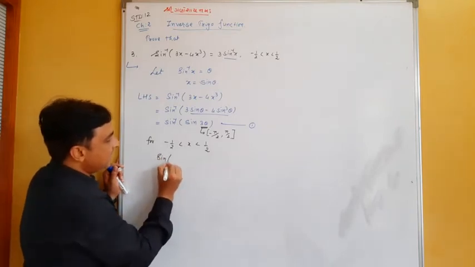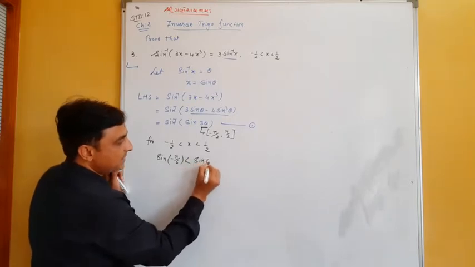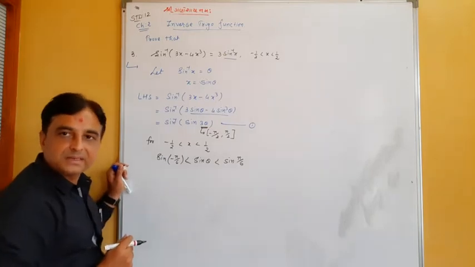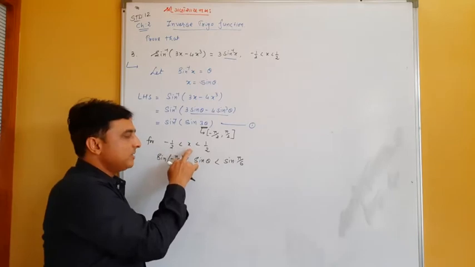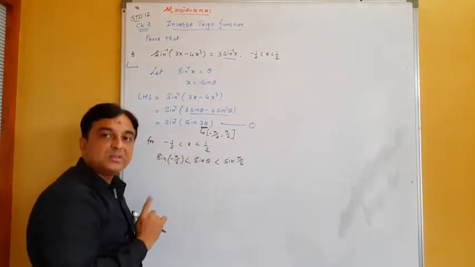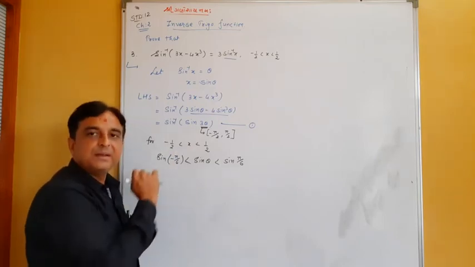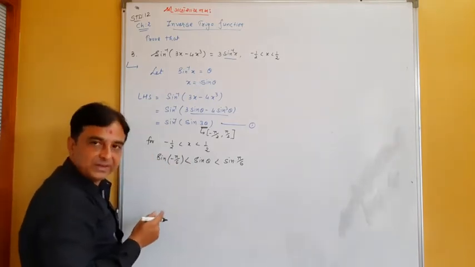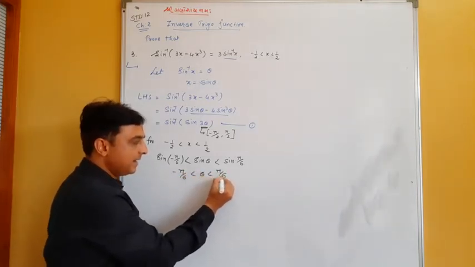It is sin(-π/6), x is sin θ, and 1/2 is sin(π/6). So we are given the range -1/2 < x < 1/2. We have to convert that 1/2 in the form of sine. So for which angle will sine be 1/2? Now we know sine is an increasing function. So -π/6 < θ < π/6.